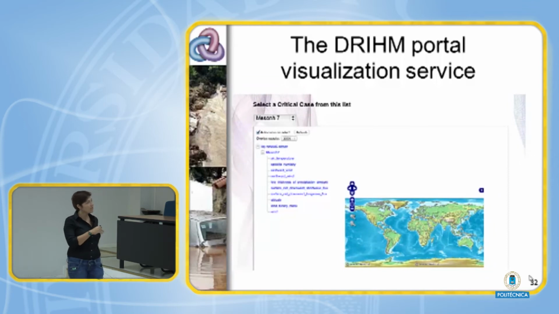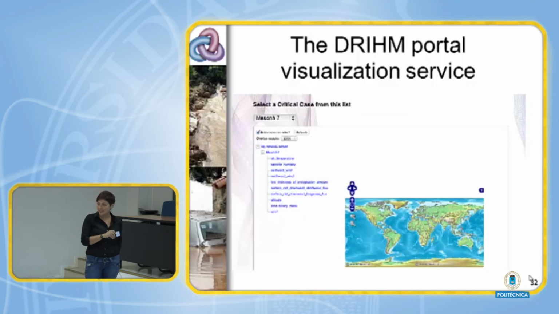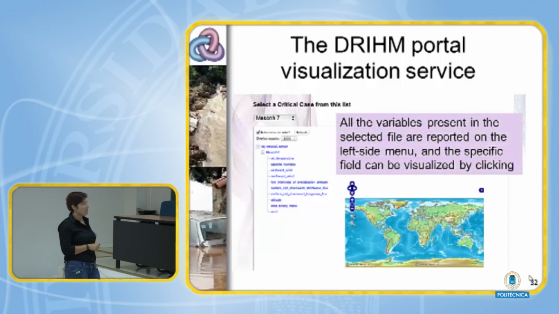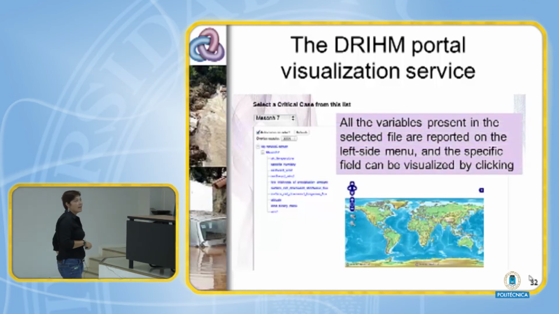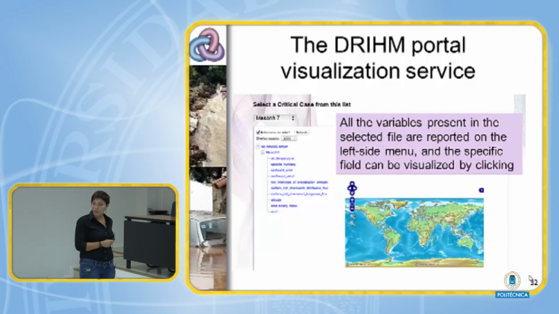For example, I change the model I visualize every time in the presentation, just to give you an idea of which kind of files we have. As soon as you select the file, you see that all the parameters that are available and stored in the file itself will appear, so all the variables present in the selected file. Simply by clicking on the name of the variable, you will visualize it.